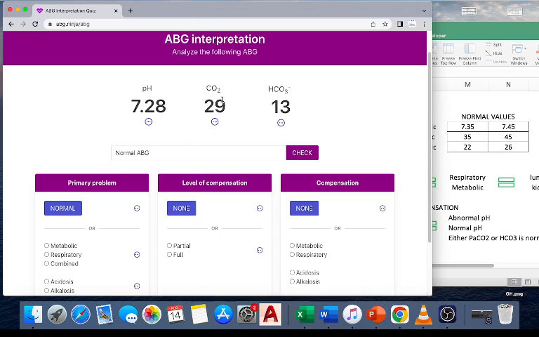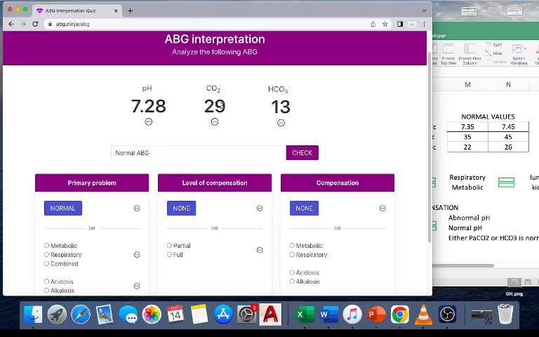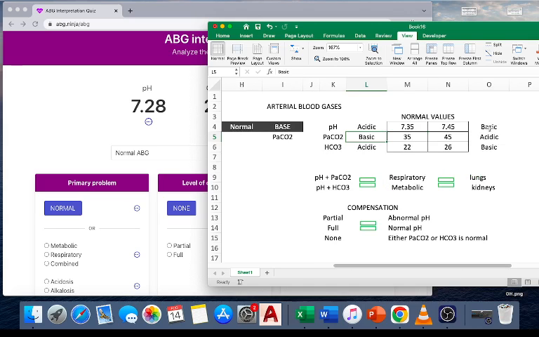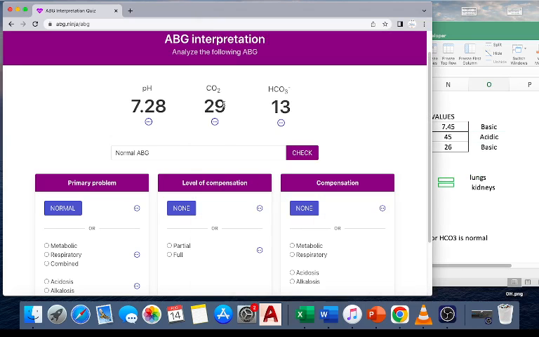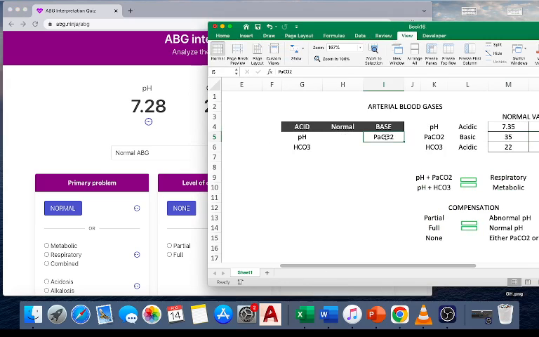CO2, the normal value is 35 to 45, and it's 29. If it's below 35, it's basic. If it's more than 45, it's acidic. Since the value is 29, it's basic. So I would put PaCO2 here.